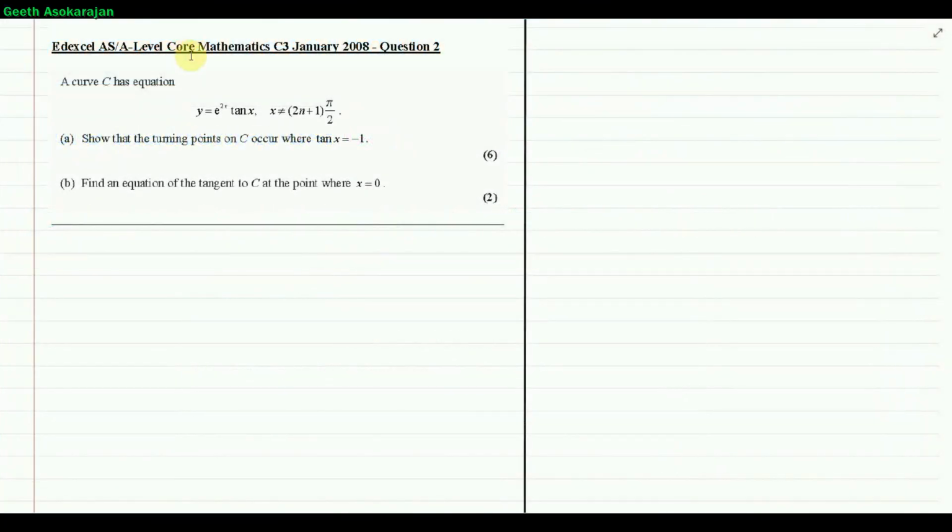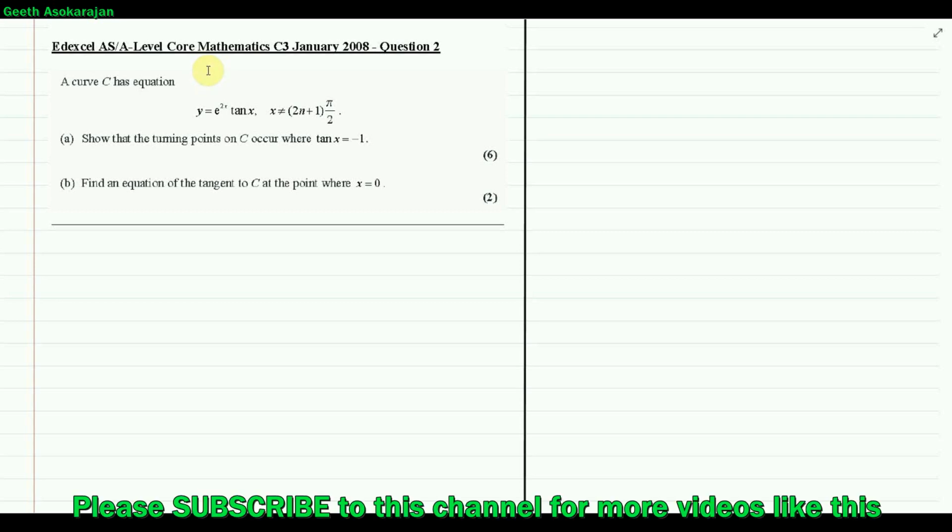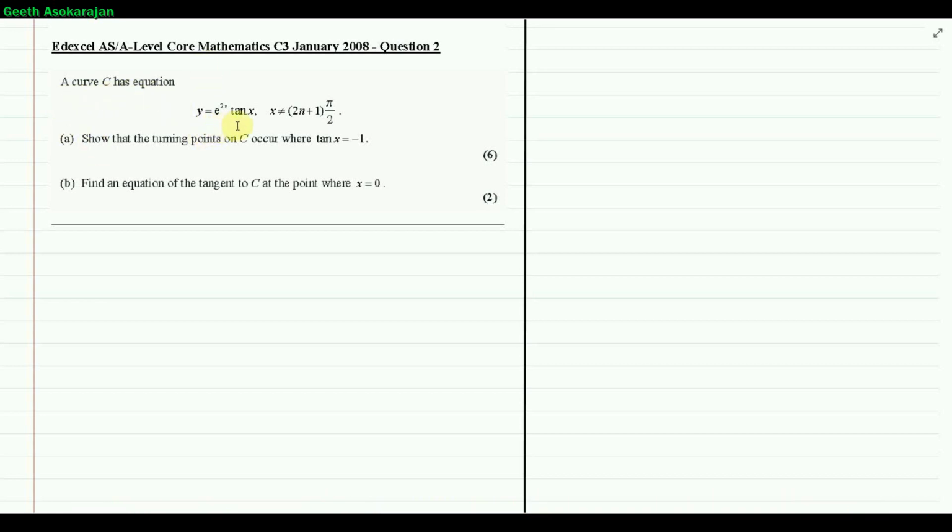Right, so let's try this past examination question. It's a Core Mathematics C3 Edexcel paper from January 2008, and this was question number 2. So let's have a read. A curve C has equation y equals e to the 2x tan x, and in part A, show that the turning points on C occur where tan x is equal to -1. So let's attempt that particular part first.